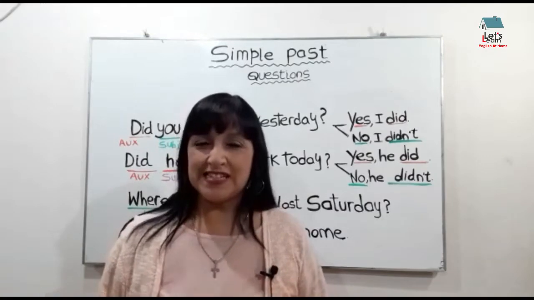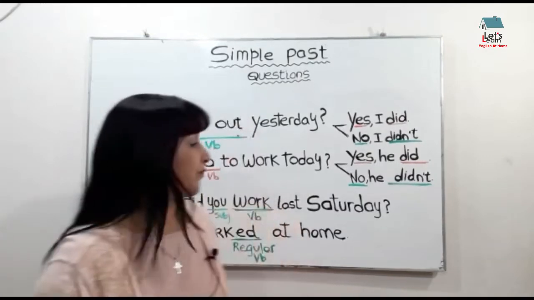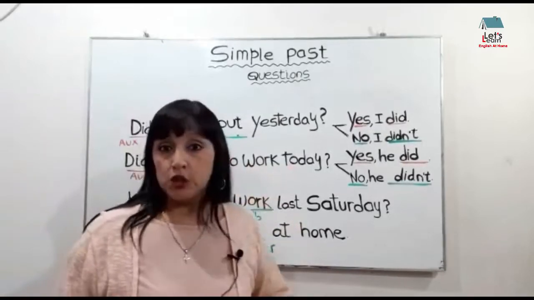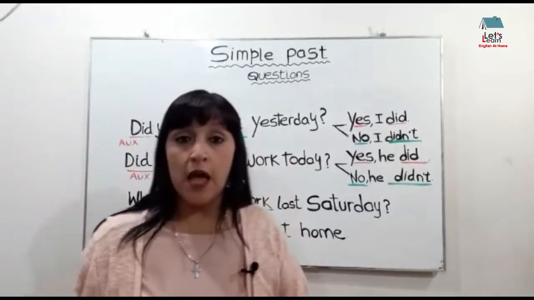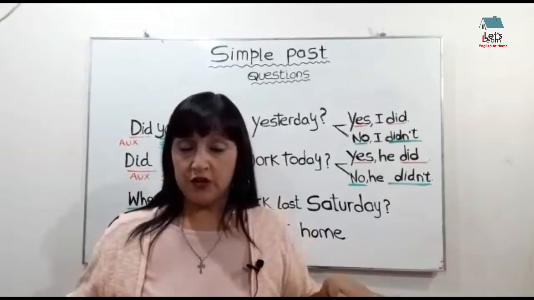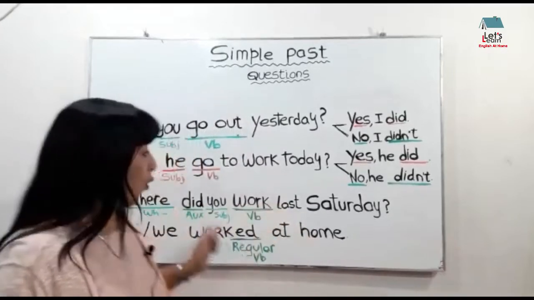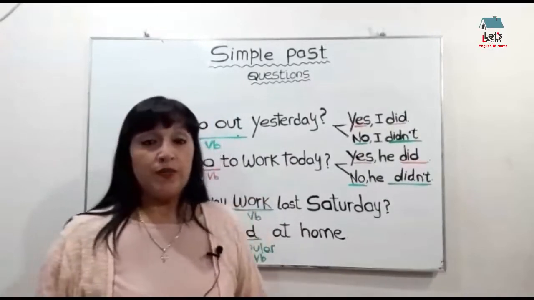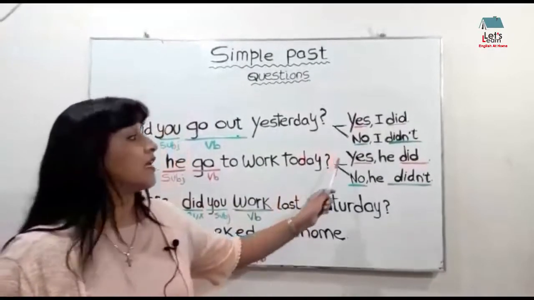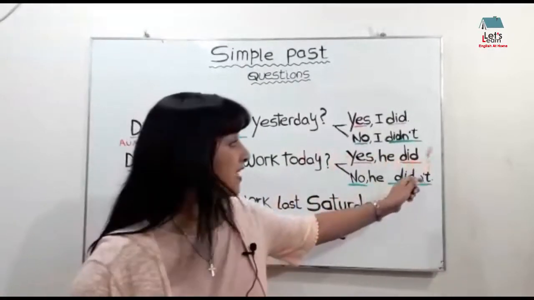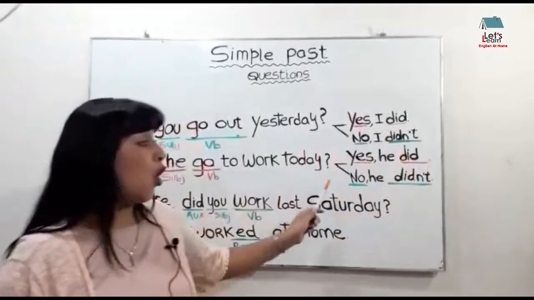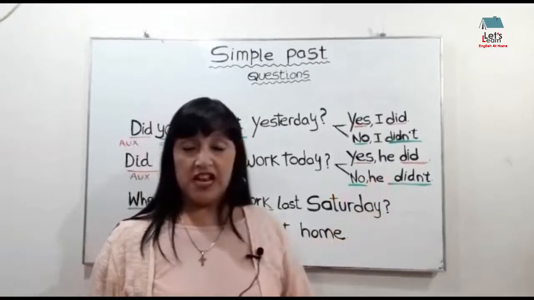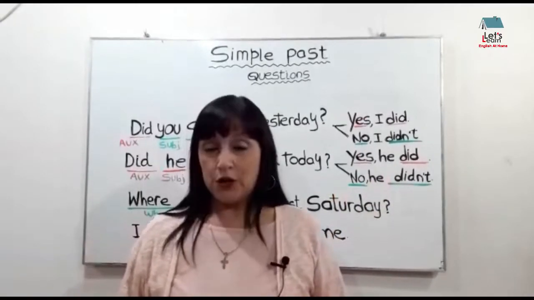Let's have a look at an example with the third person. Did he go to work today? Today is a present time reference, but going to work finished. Okay? So, did he go to work today? Now, the possible answers. Yes, he did. Same auxiliary. Or no, he didn't. Negative auxiliary for did. Or did not.